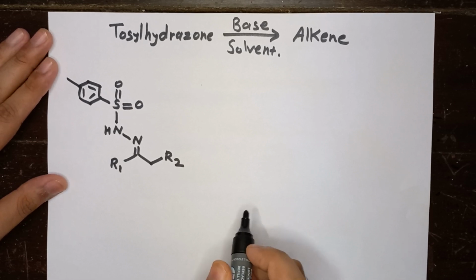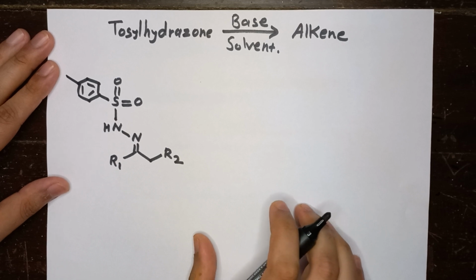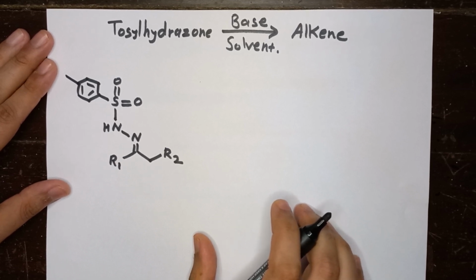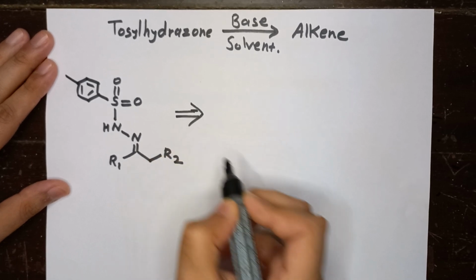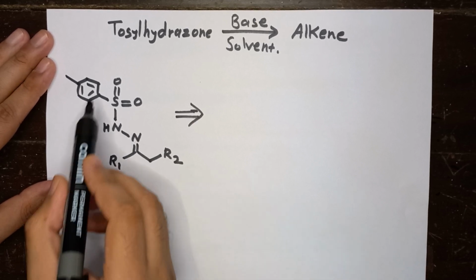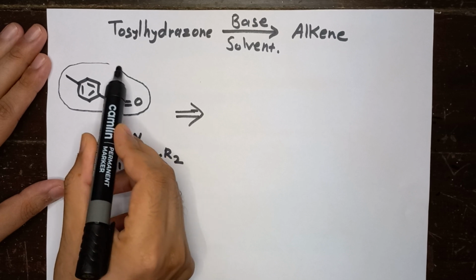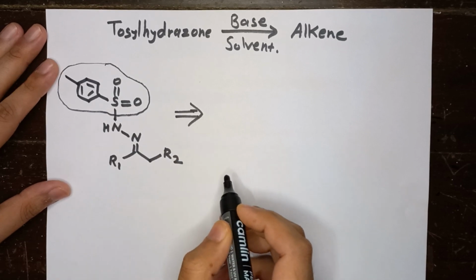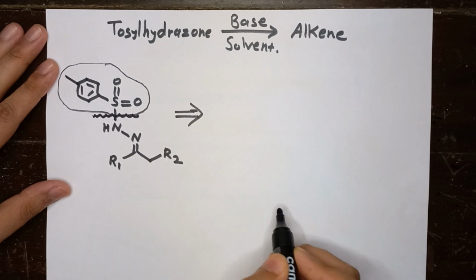So in the exam, you may not be directly given tosyl hydrazone. You might have to make it in the reaction. So let's discuss the retrosynthesis of this molecule. As I said, this part is the tosyl part, so let's break the molecule from this part itself. I'm doing the cleavage at this point.